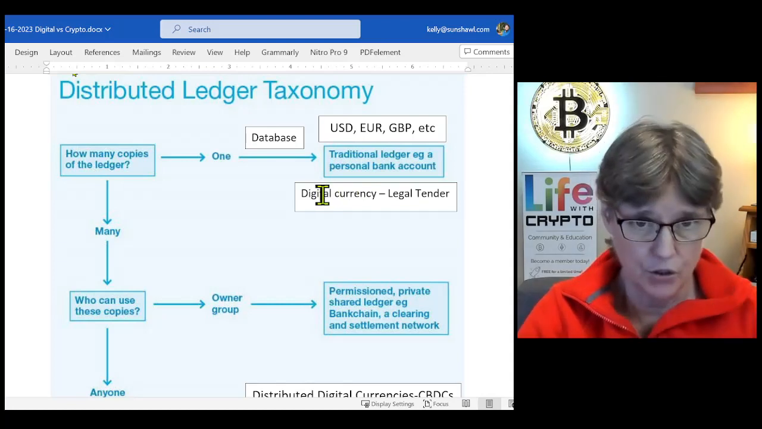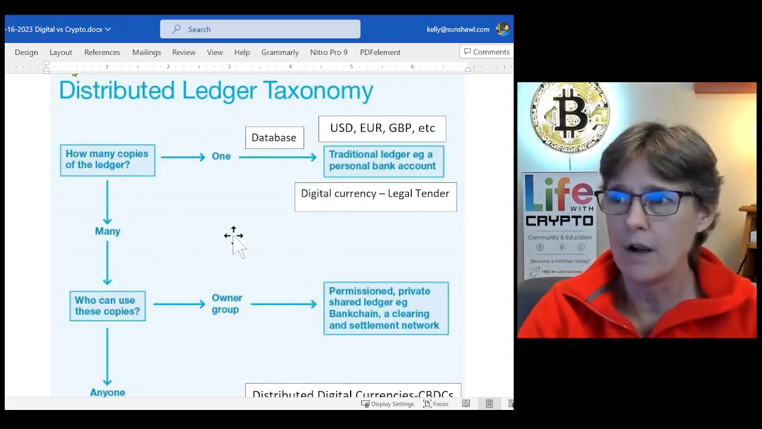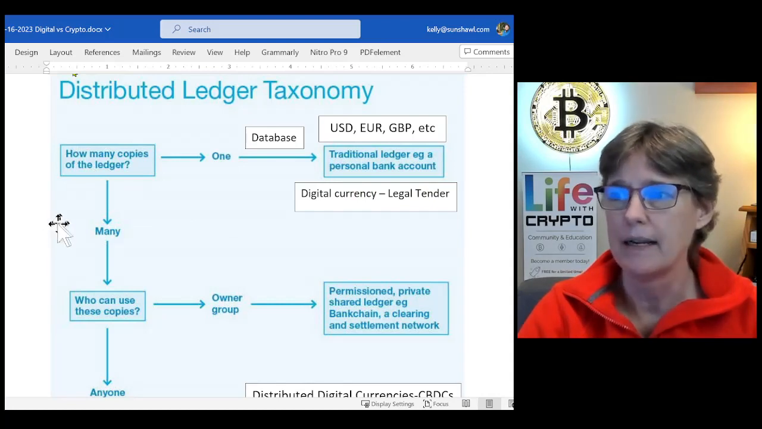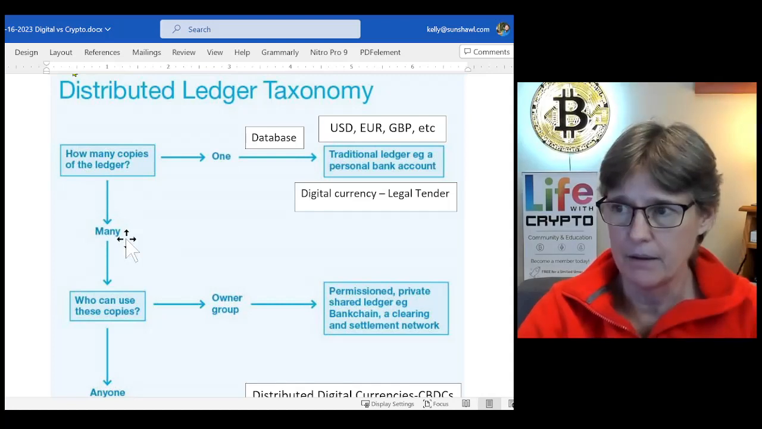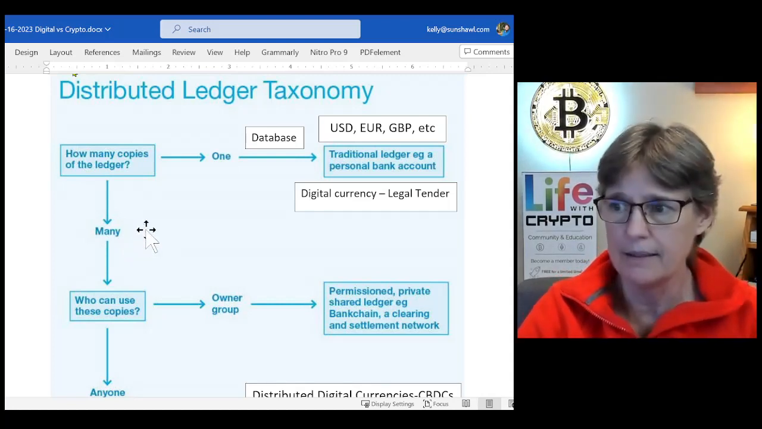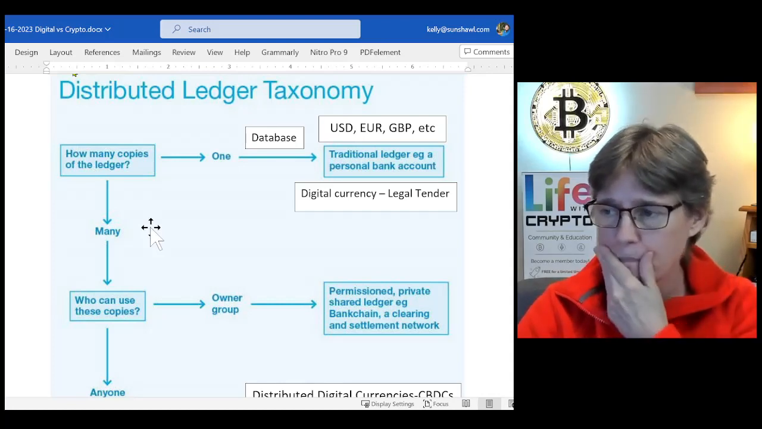And those are digital currencies that are legal tender. So moving on, answering the next question: how many copies of the ledger are there? What if there are many copies? Okay, so the next question is, who can use these copies of the digital ledger?